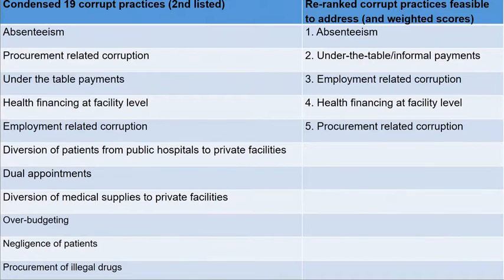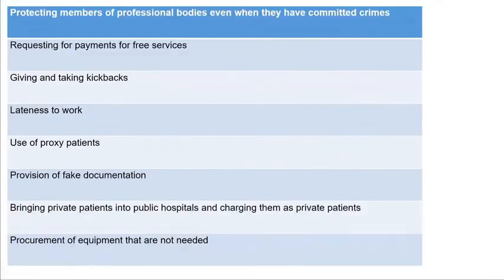addressed. Well, the next table just continues on what we got from the 19 condensed corrupt practices. Some of them didn't make it to the top 5, but I think the top 5 is where we're paying more attention right now. So on solutions, next slide, please. On solutions, there were so many solutions that were suggested by the policymakers.